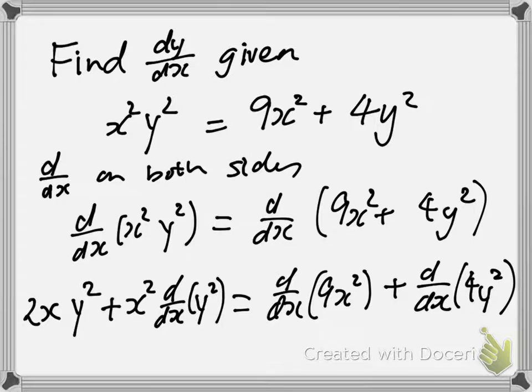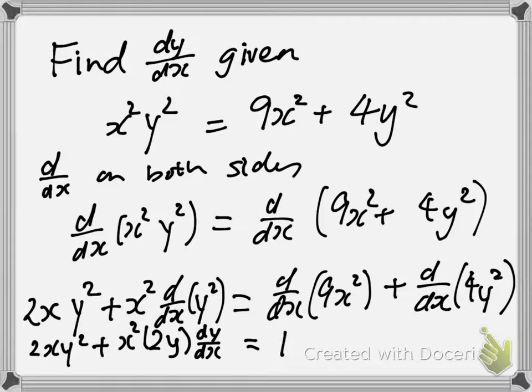So the question is, what do you get when you differentiate your y squared? When you differentiate the y squared, you don't just get 2y. You get 2y times dy/dx, because this is an x derivative, not a y derivative. Alright? So the derivative of this is 18x.